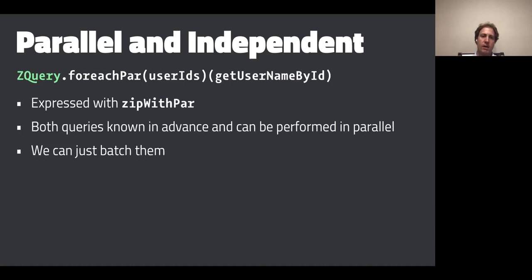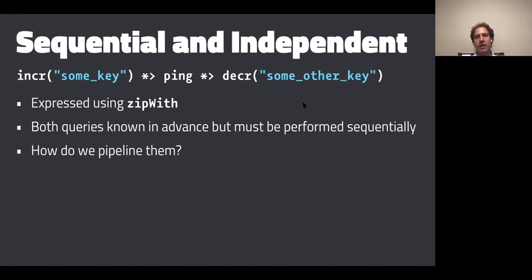But there's actually another possibility that we haven't really considered, and that's this idea of sequential and independent computations. So this is something that actually came up in some of the work on ZIO Redis, and at first it was a question from Dion, who I think is going to be talking to this group later this year about STM. But the idea is, consider a query like this. We're going to increment some key in a cache. Then we're going to do this ping operation, which let's assume is going to take a snapshot of whatever the state of this data source is, and return that back to us. And then we're going to decrement some other key.